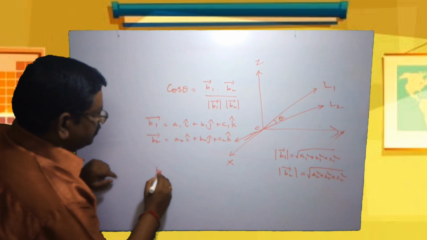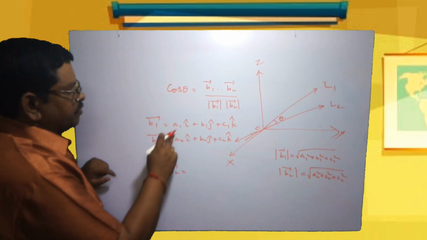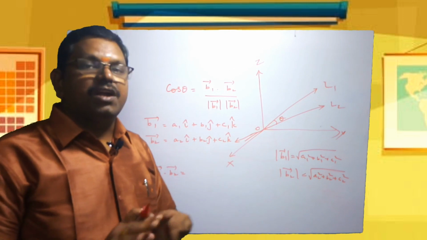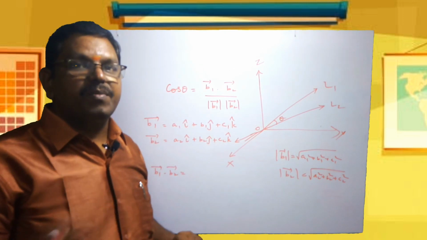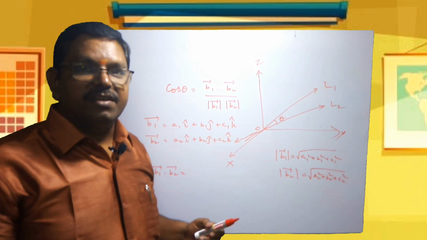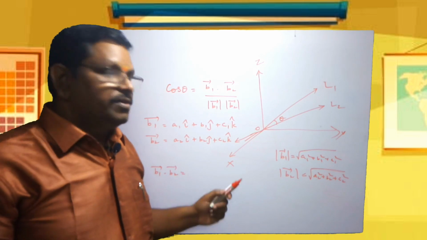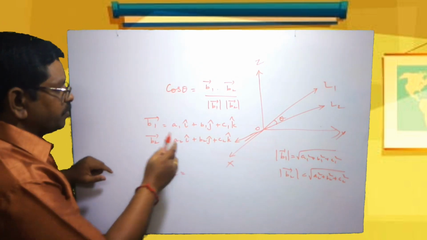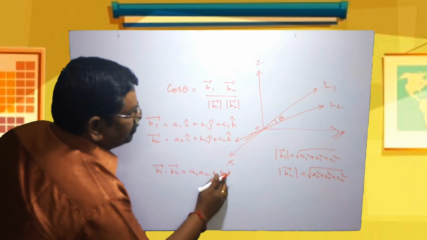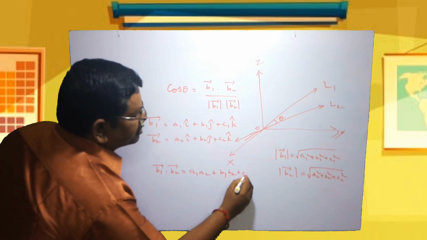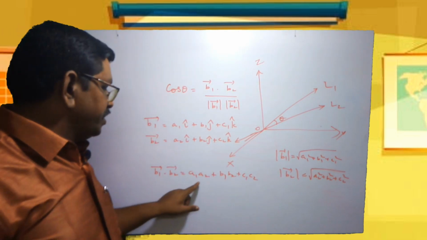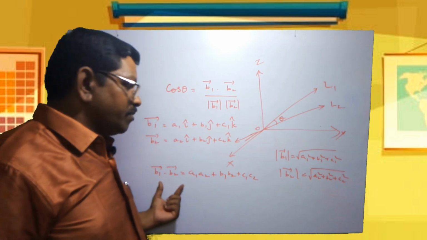Now let us substitute these values. Before that we can find b1 dot b2. In the dot product we have to multiply only i with i, j with j, k with k. We should not multiply with other values. i should not be multiplied with j because both are perpendicular. When two vectors are perpendicular, automatically the cos theta value, that is cos 90, will be 0, so we will not get a value. So we take a1 a2 plus b1 b2 plus c1 c2. Now we have got b1 vector dot b2 vector is equal to a1 a2 plus b1 b2 plus c1 c2. This is a scalar product.